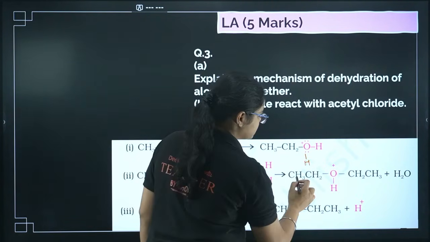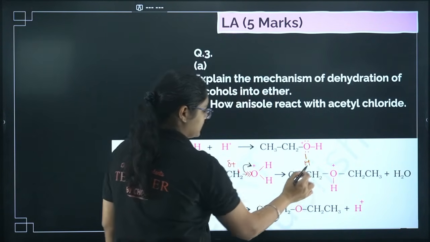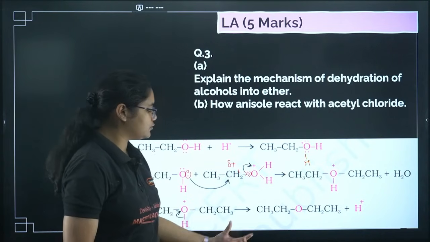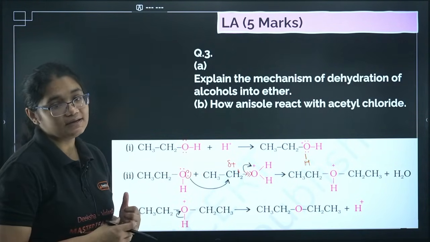So what will we get? CH3CH2O+HCH2CH3. Now in this compound, O+H, there will be deprotonation. Now this H goes and we will get this particular compound, that is diethyl ether.